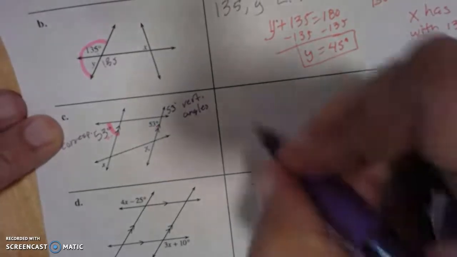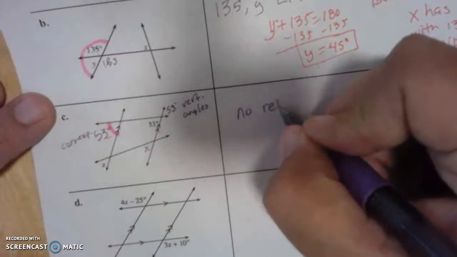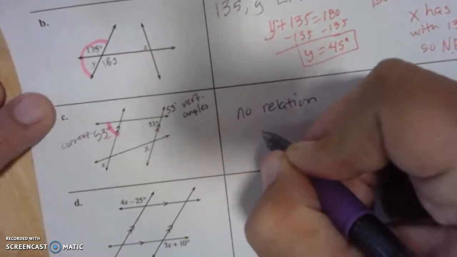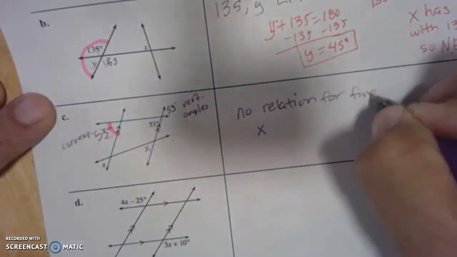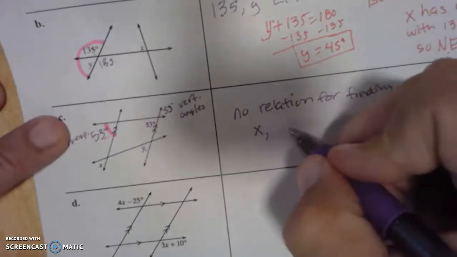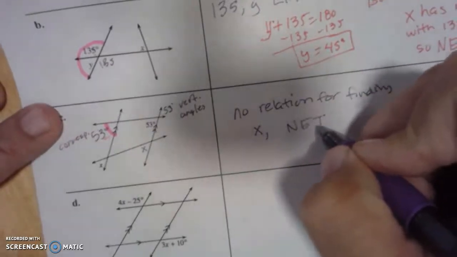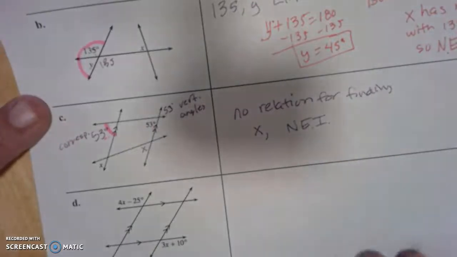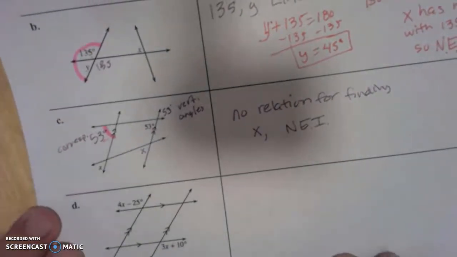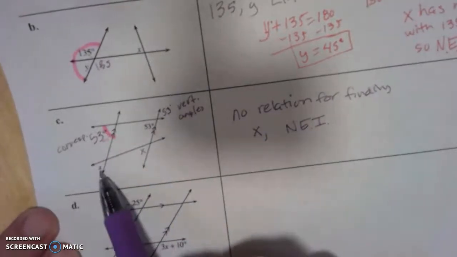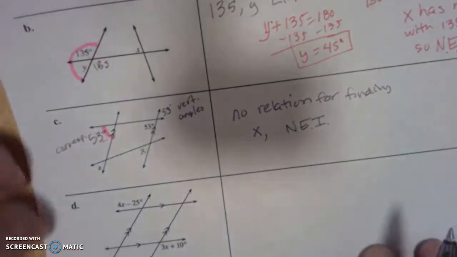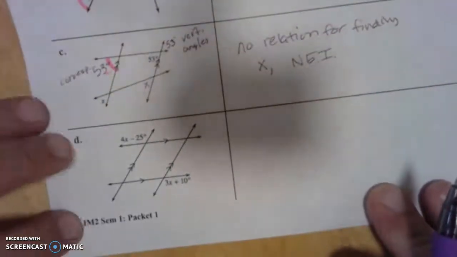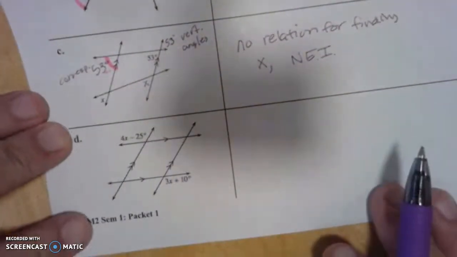Okay, so no relation. So for finding X, not enough information. Not enough information. If I change my mind, I'll come back to that one, but it just doesn't look like you could figure out X on this one. So that's not corresponding. With what we know, nope, can't do it. All right, let's do part D. It's good to think about. Look at what we did find.